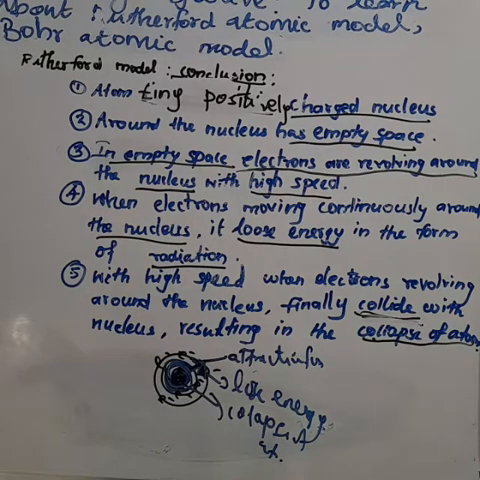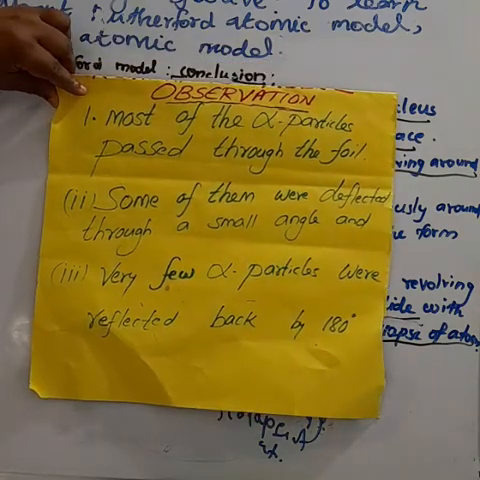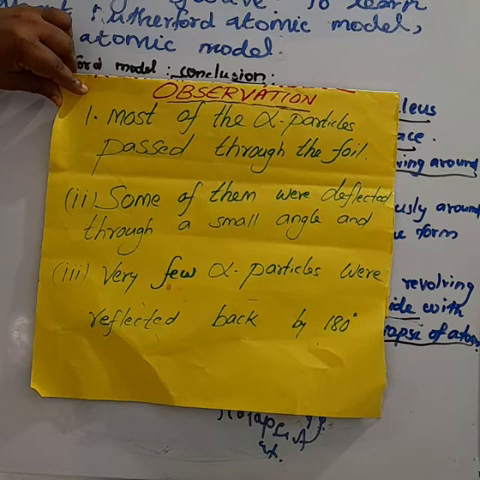Let me repeat. Rutherford did the alpha ray scattering experiment with thin gold foil. He took a thin gold foil and directed a stream of fast moving alpha particles at it. What observations did he find? Most of the alpha particles passed through the foil. Some of them were deflected through a small angle. Very few alpha particles were reflected back by 180 degrees.